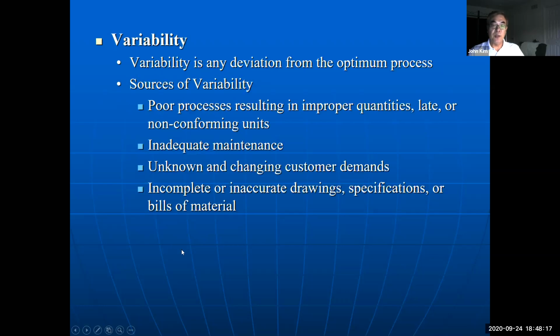And then variability. Variability is any deviation from the optimum process. Optimally, like demand, if the optimal demand is like this, or the optimal capacity is like this. But because of demand changes, to match the demand the capacity changes like this.